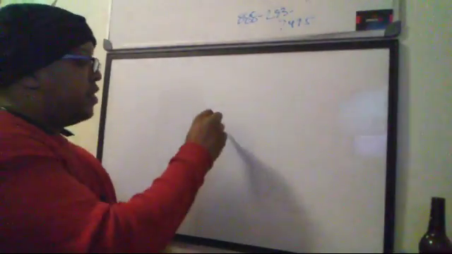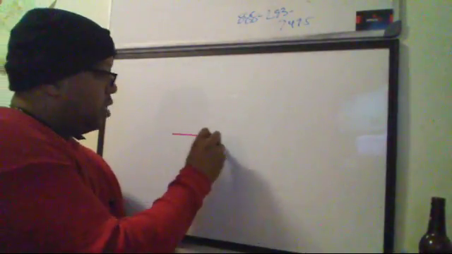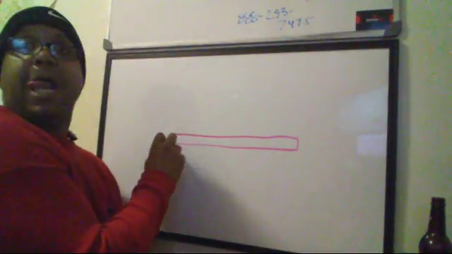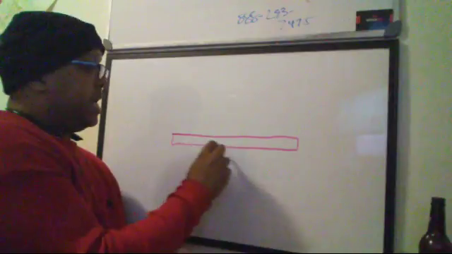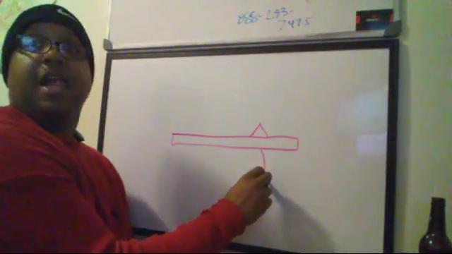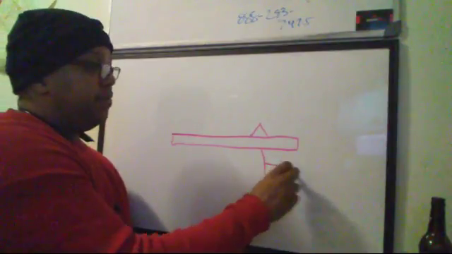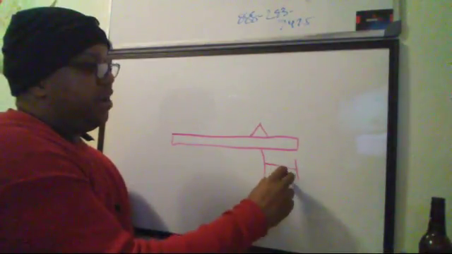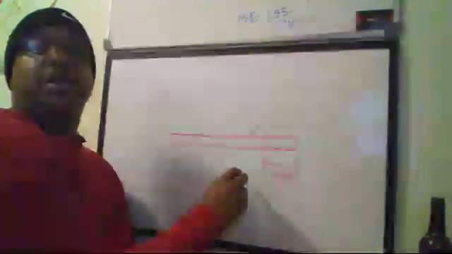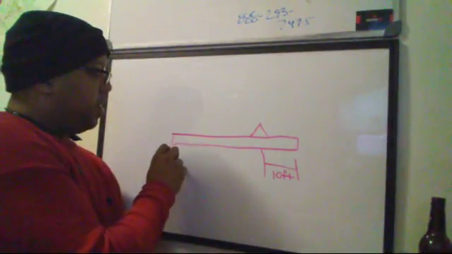Basically what we have is a bottom piece like this. And they note that the fulcrum is here. And there's 10 feet here. And let's see, there's 30 feet here.